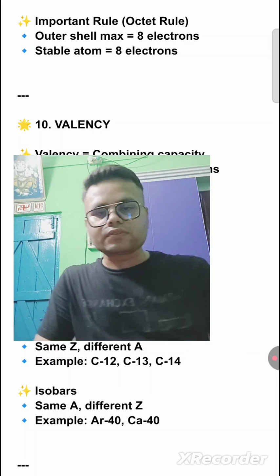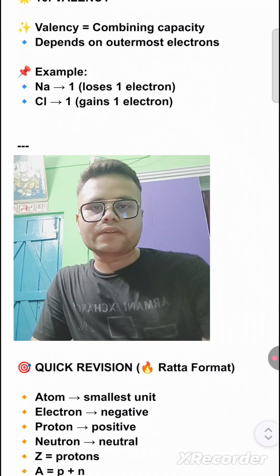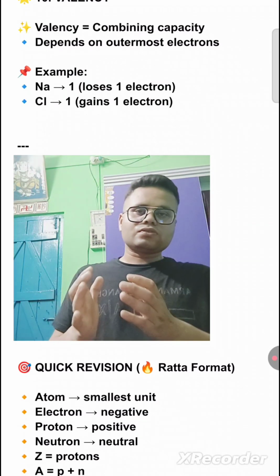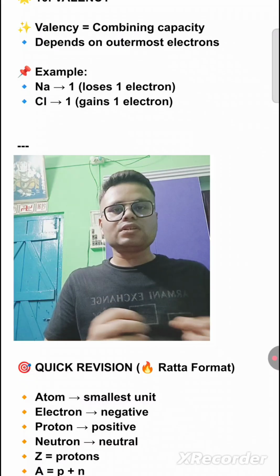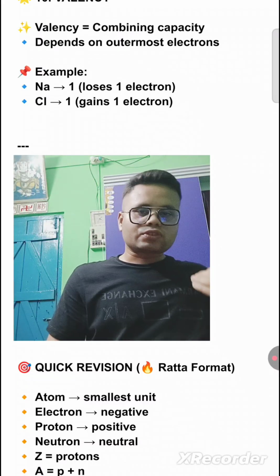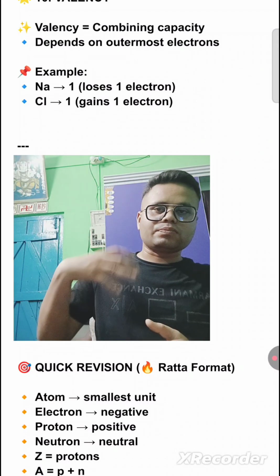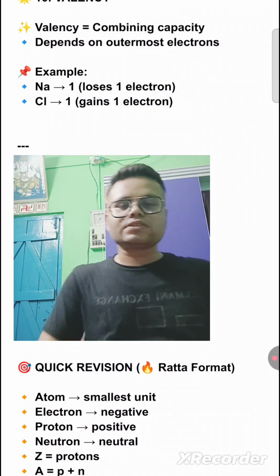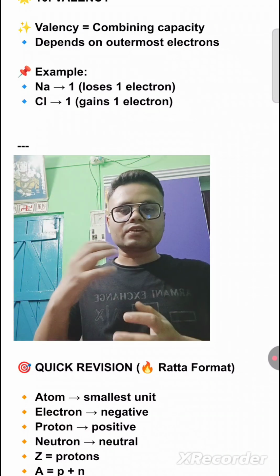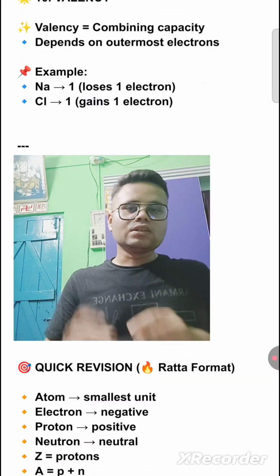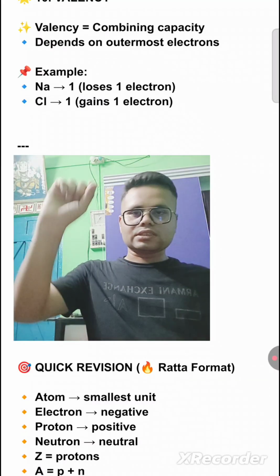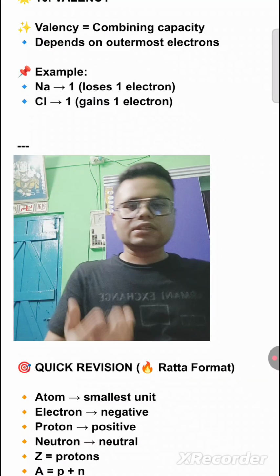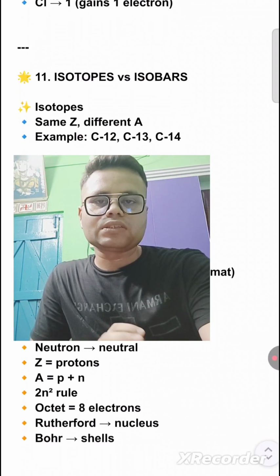After that, we look at valency. Valency equals combining capacity and depends on the outermost electrons. For example, sodium loses 1 electron, and chlorine gains 1 electron. So this comes under valency.